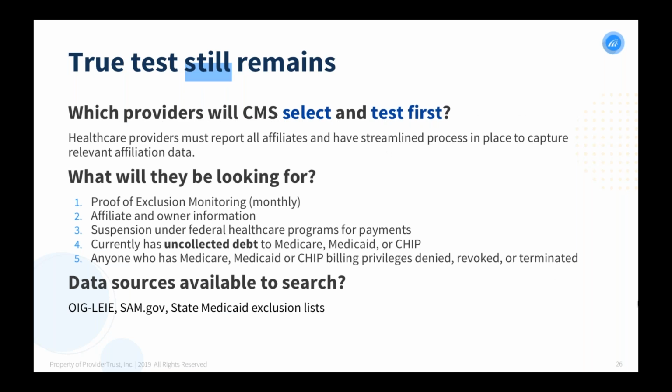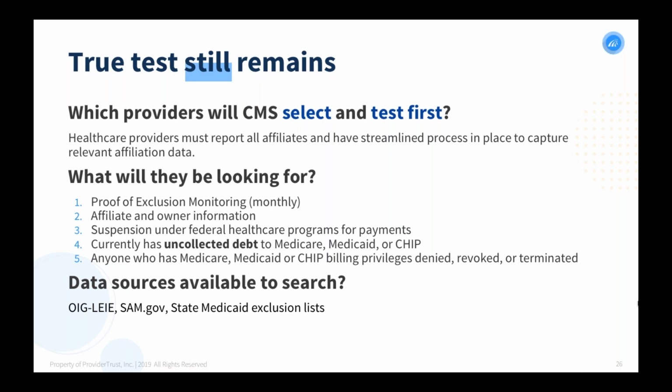The true test obviously still remains. Which providers will CMS select and which ones will they test first? Don't know. You can let us know as you are contacted, but they must report all those affiliations and have some processes in place to capture information. What they're going to be looking for is proof of exclusion monitoring that you should be able to easily show quickly, and that should be done on a monthly basis from their perspective.